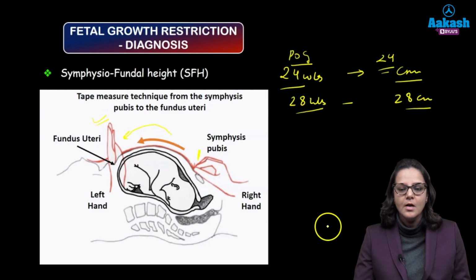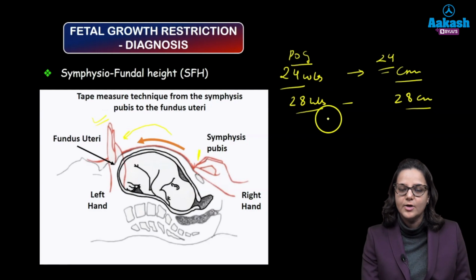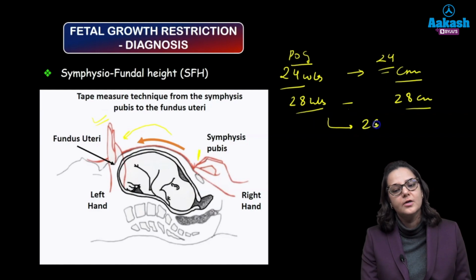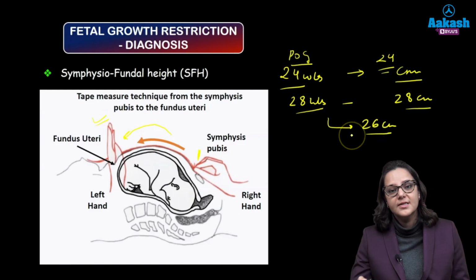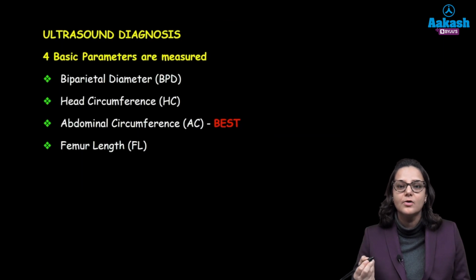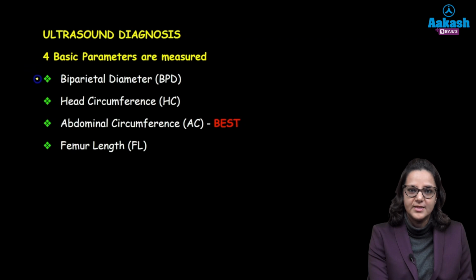Now what are you going to do when the patient has come to us at 28 weeks, but instead of showing 28 centimeters, it is showing 26 centimeters? What is the next step? We will offer her an ultrasound. This ultrasound is known as fetal biometry, and it will measure four basic parameters.